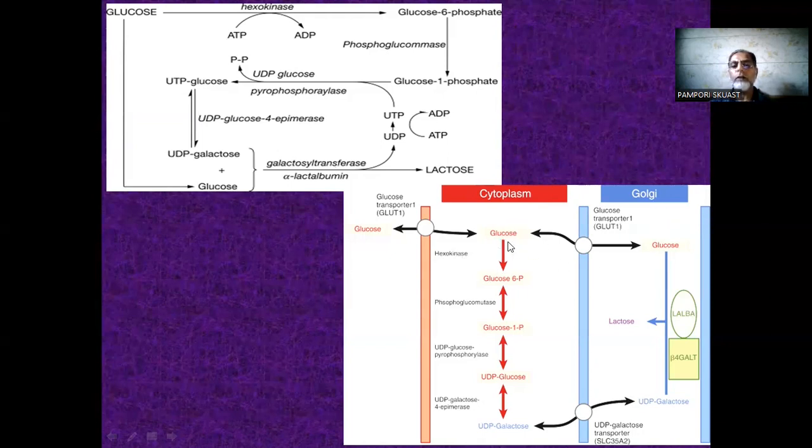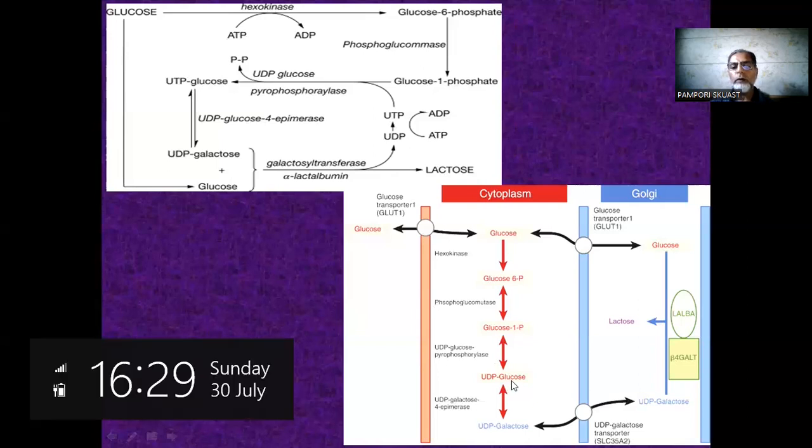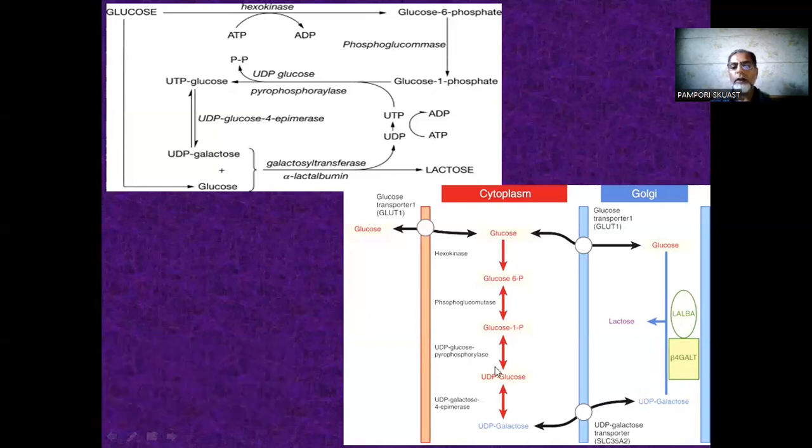So you'll find here the cytoplasm, and this is the Golgi. In the cytoplasm, glucose will come, be fixed there through hexokinase, and change to glucose 1-phosphate by phosphoglucomutase, and then to UDP glucose by the phosphorylase, and then to UDP galactose by the epimerase. This UDP galactose will enter the Golgi through the UDP galactose transporter, and the glucose enters through the glucose transporter GLUT1.